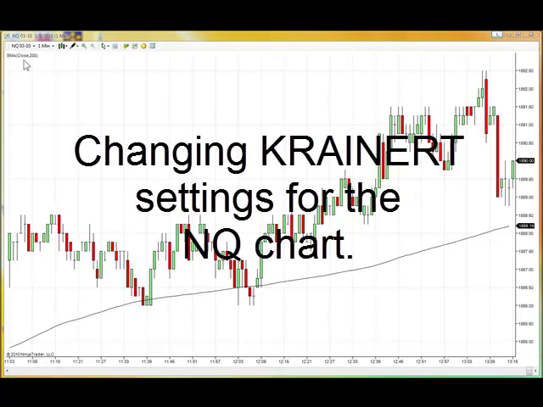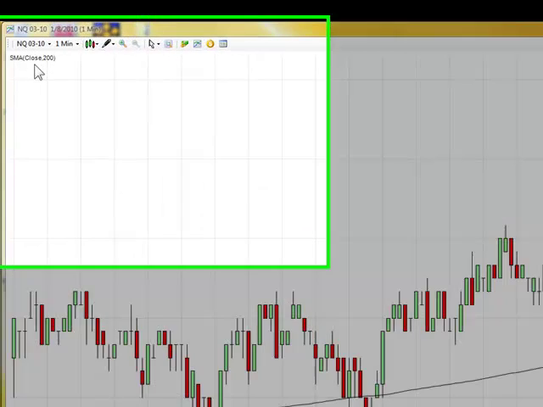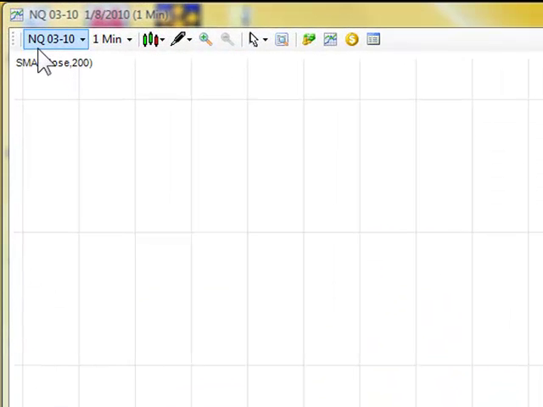In this video, we're going to show you how to attach KRAINERT to the NASDAQ E-mini chart, which is the symbol NQ in NinjaTrader. And as you can see in the upper left-hand corner, we have the NQ, and we are trading the March 2010 contract, or 03-10. You can also see that I have it set up on a 1-minute chart.